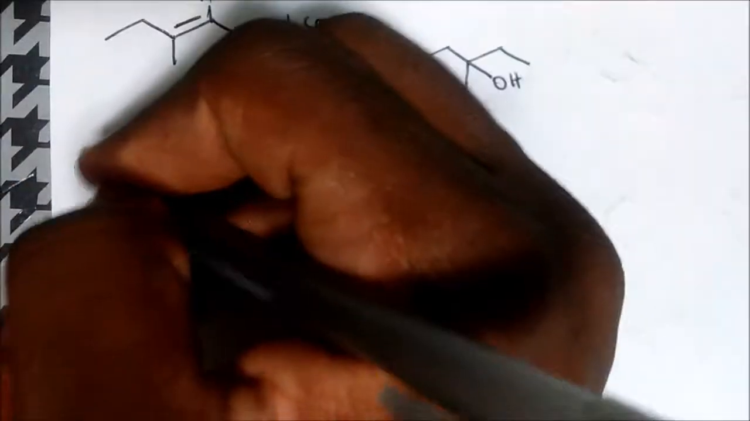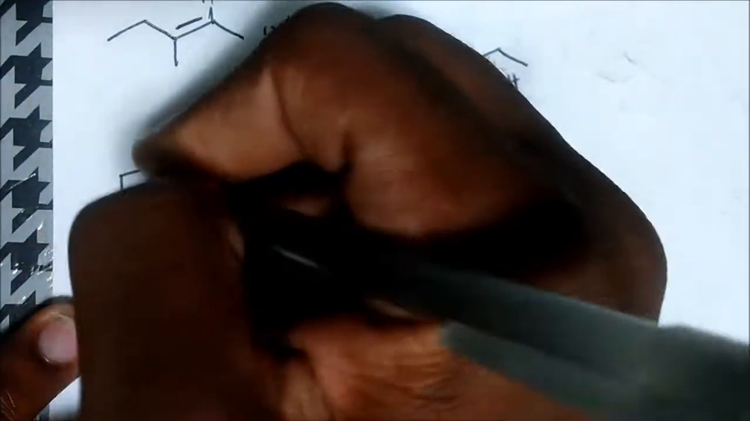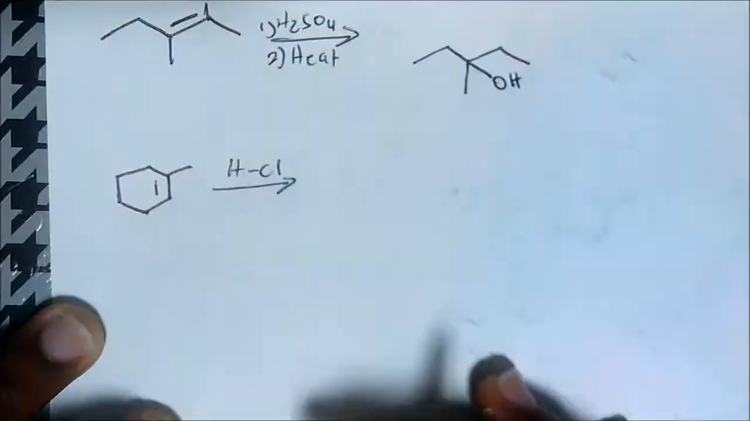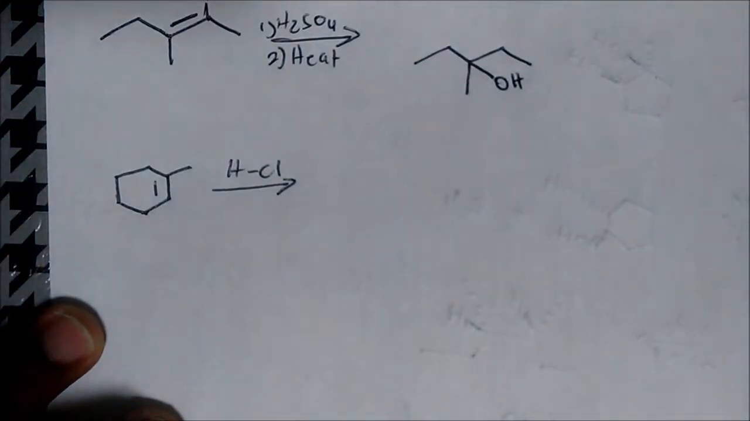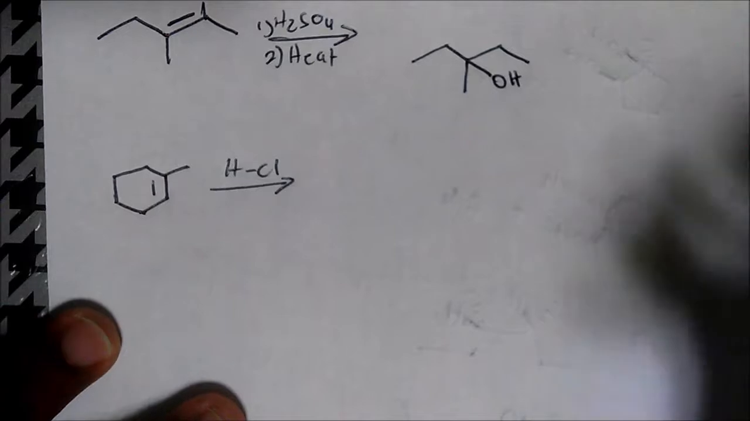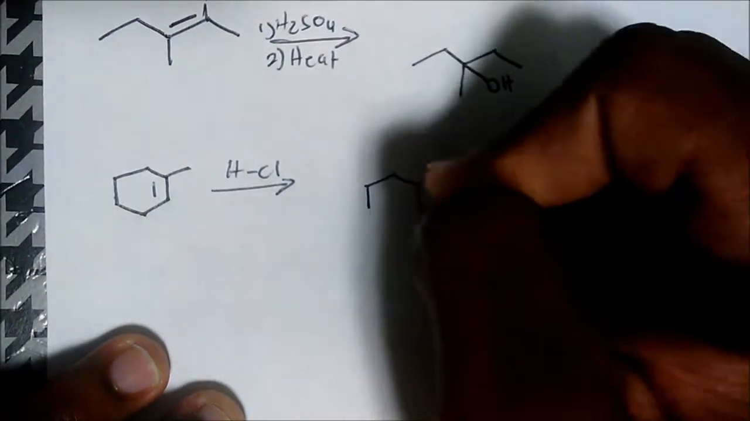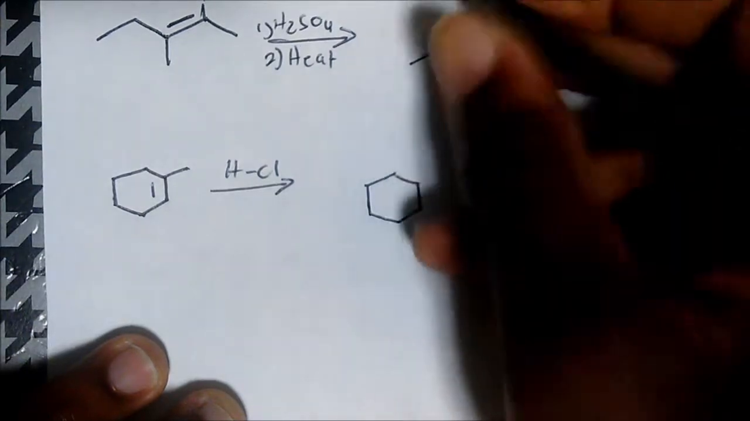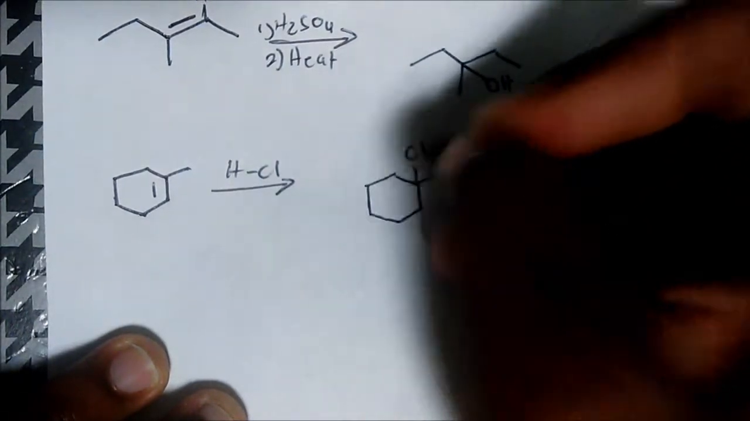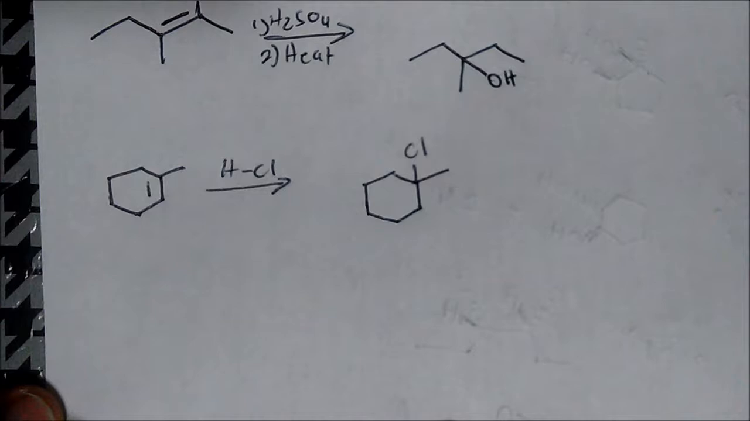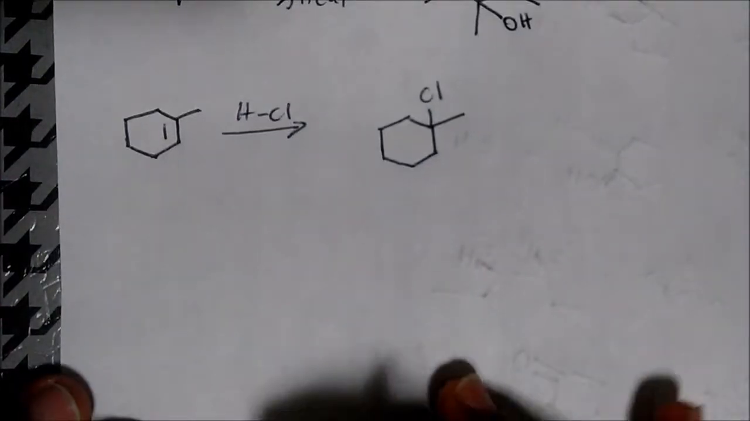What about this? What if we had this and we added HCl? Well, again, this is just the addition of HX across a carbon-carbon double bond, and so this follows the Markovnikov rule, where your chlorine will be on the more substituted part of the alkene. All right, how about this one?